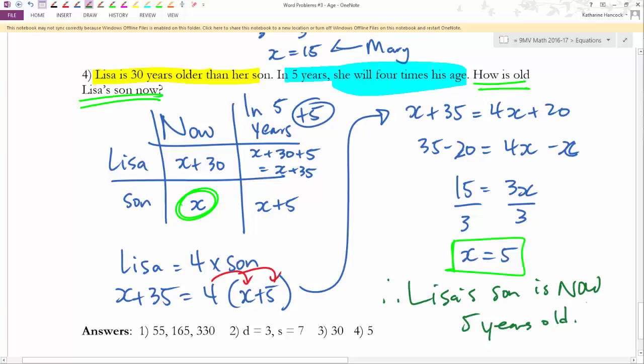So we used tables to help set things up. There are other ways to do it as long as you show your work. And you can always go back and check and make sure that everything works out. In this one, if her son is 5, that means Lisa's 35. In 5 years, the boy will be 10, Lisa will be 40, and 40 is 4 times his age. So it all works out.